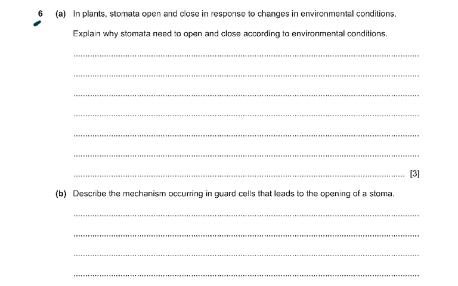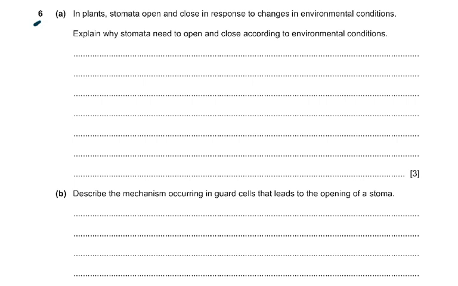And coming to question number 6, in plants, stomata open and close in response to changes in environmental conditions. Explain why stomata need to open and close according to environmental conditions. Need to open to obtain carbon dioxide for photosynthesis. Why does the stomata need to open? We need carbon dioxide diffusing in from the air into the air spaces. So need to open to obtain carbon dioxide for photosynthesis, or you can say for the Calvin cycle.